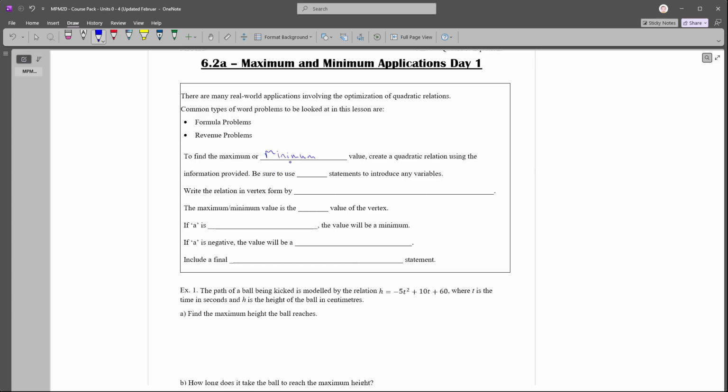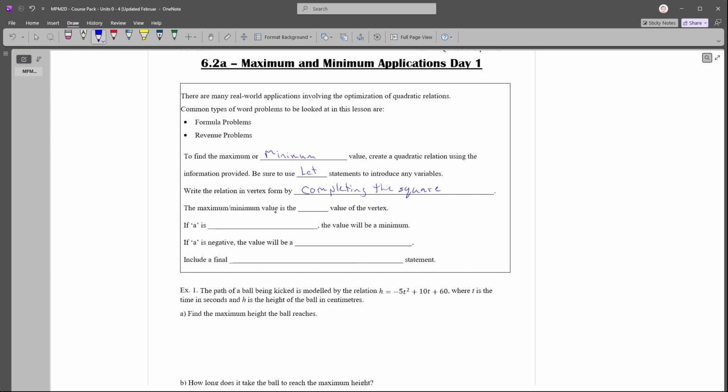Sometimes they'll even give us the actual relation in the problem themselves, but other times we may have to create it from scratch. We have to make sure that we understand what our unknowns are, so we have to make sure to use let statements in order to introduce any variables. Then we're going to write our relation in vertex form. Usually this is going to require us to do completing the square. And if you forget how to do that, go back to yesterday's lesson and refresh your mind.